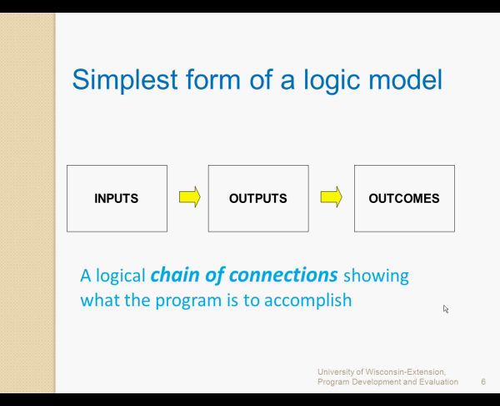So in its simplest form, a logic model looks at inputs, in other words, the resources that go into the program. We look at that, then that leads to outputs, and that is the activities that the program undertakes. And this leads to the changes or benefits of the results of our program that we desire, or the outcome. So it's a logical chain of connections that shows where we want to go with our program.